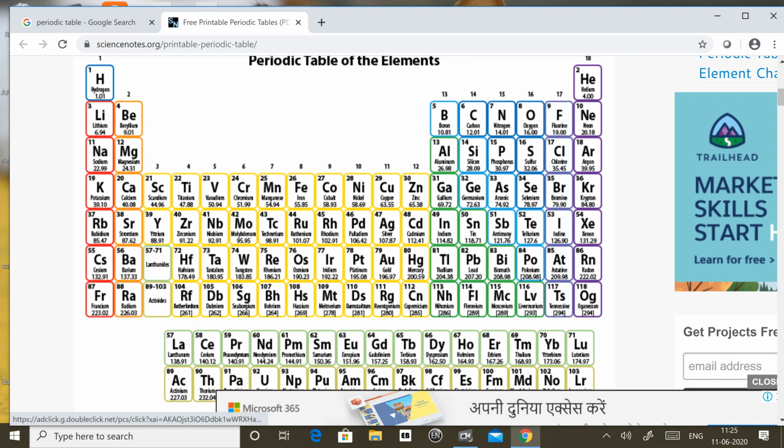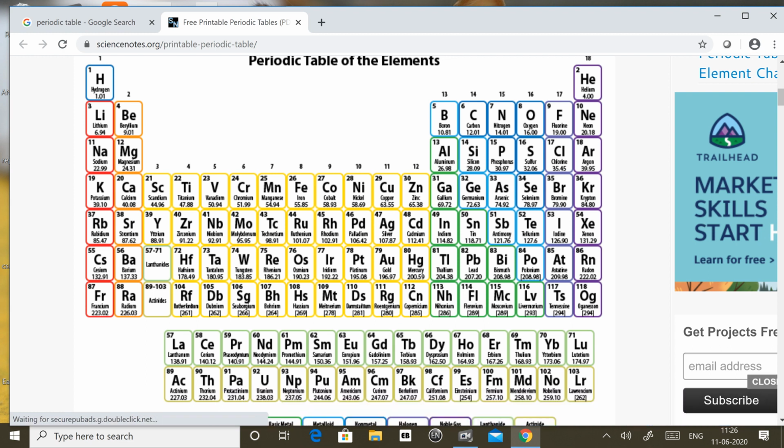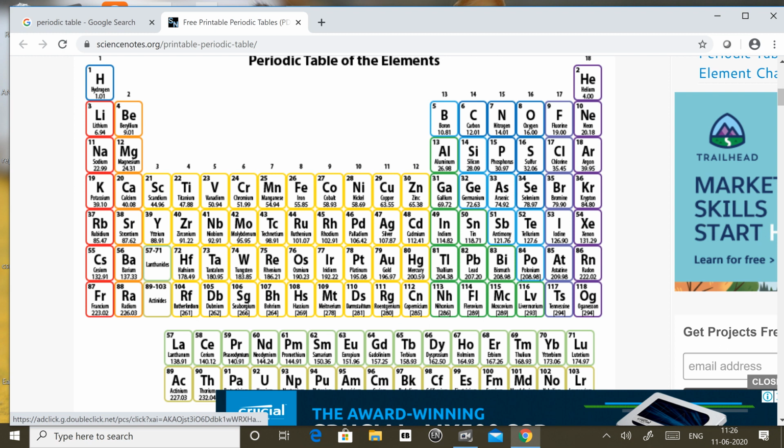The atom contains 3 particles called electron, proton, and neutron. Atomic number is the total number of protons. And mass number, it is the total number of proton plus neutron. Atomic number, it is the number of proton, or we can say it is the number of electron also. Because in an atom, number of electron is equal to number of protons. So atom is chemically neutral.